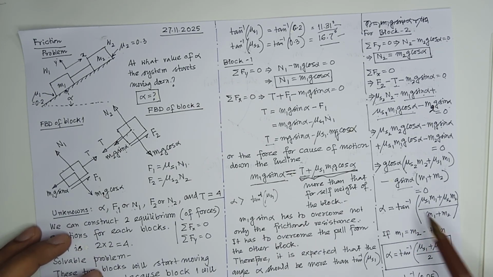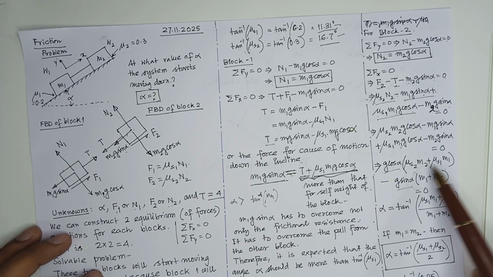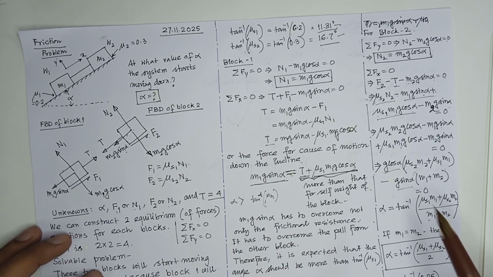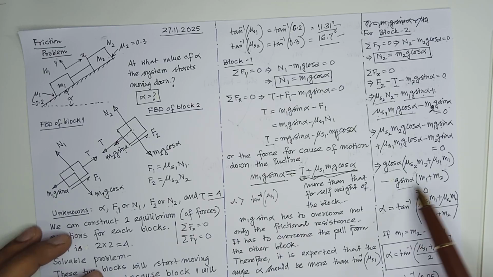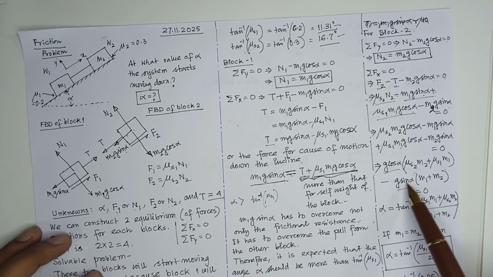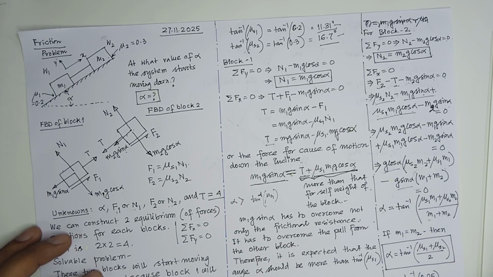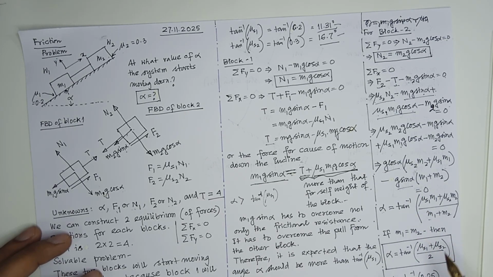Alpha is equal to tan inverse of mu s1 m1 plus mu s2 m2 divided by m1 plus m2. I have done it skipping one step, so g will cancel and alpha will be tan inverse of this. Okay, so that is your final answer.